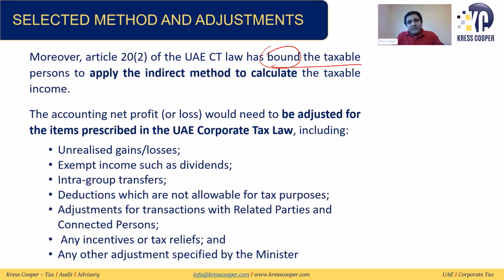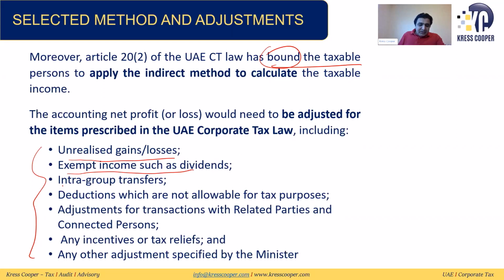So what type of adjustments? These are the various types of adjustments given in the law. These adjustments include unrealized gain or loss adjustment. We will discuss all these adjustments in our next lecture. For the time being, I'm moving forward because our core discussion is not about the adjustments. Our core discussion is how to map the accounting profit into the taxable profit and which method we need to apply.